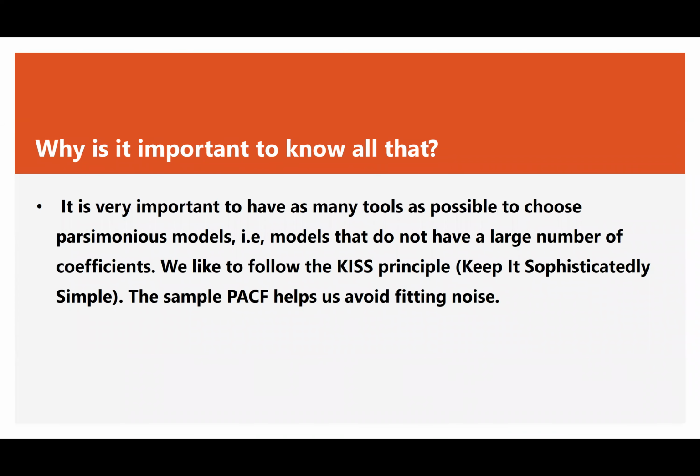So why is it important to know this? Well, it's important to have as many tools as possible that help us choose models that are not very big. Models that are not very big, we call parsimonious models. Models that do not have a large number of coefficients. We usually like modeling to follow the KISS principle, keep it sophisticatedly simple.